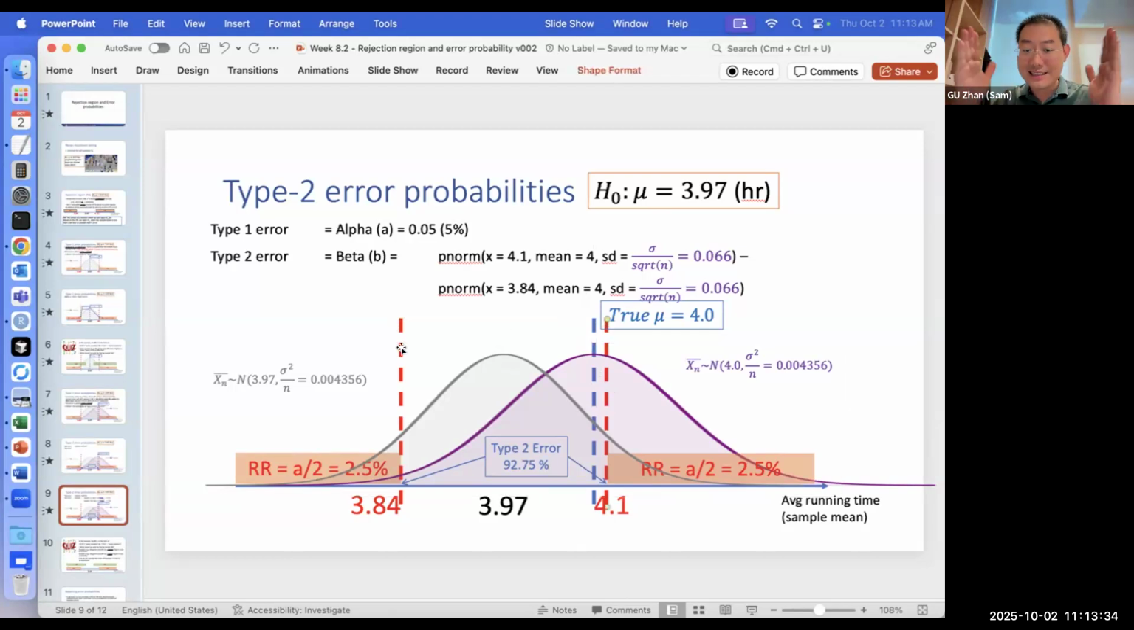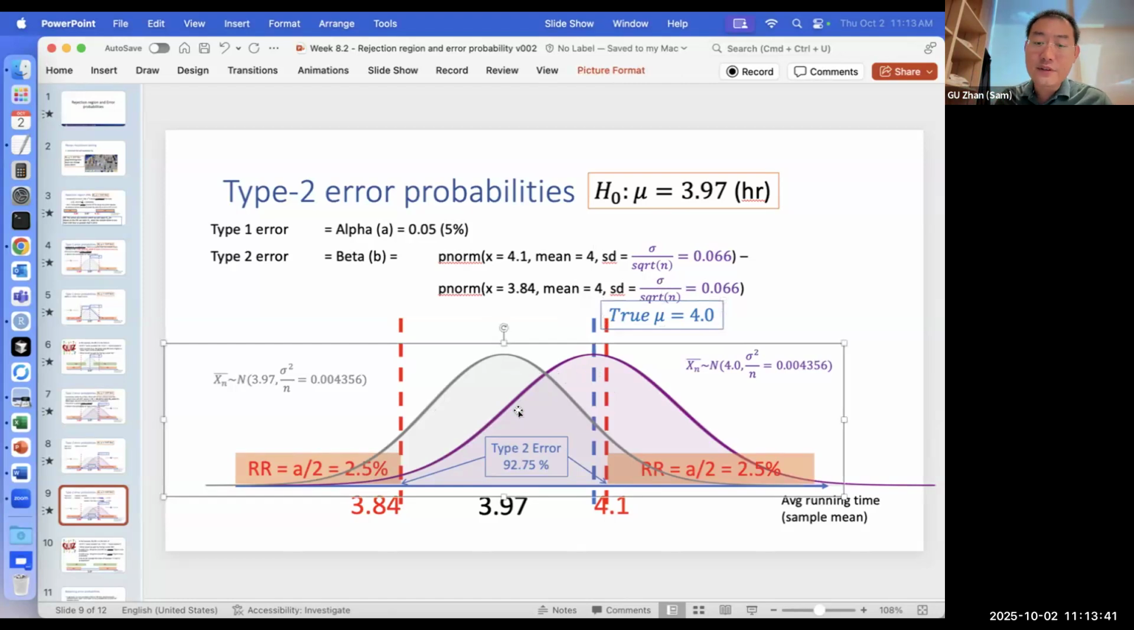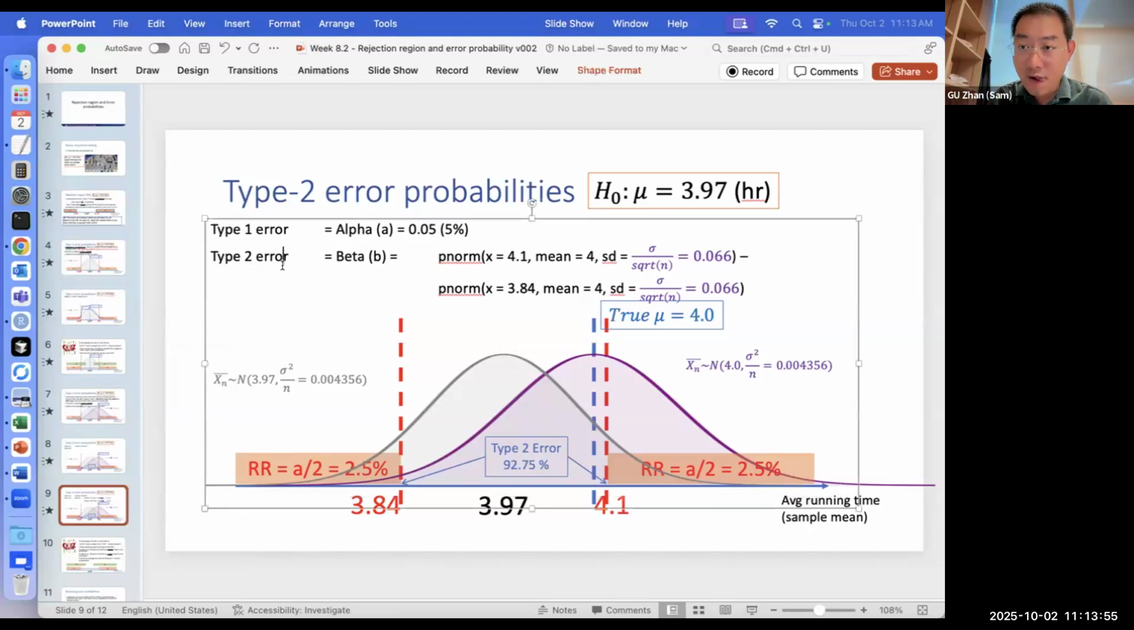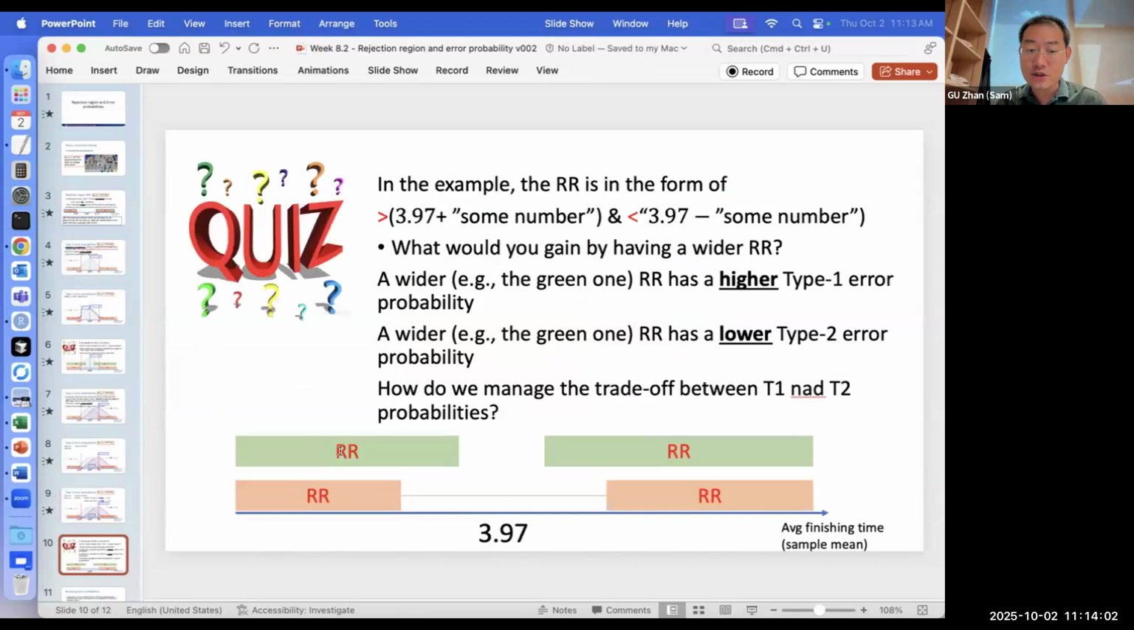When these two red cutoff lines get nearer, the area under this purple curve will get smaller. That area is your type 2 error. So when these two cutoff lines go nearer and the rejection region goes larger, your type 2 error will get smaller. And vice versa. So this is the last slide, what it's trying to tell you. When the rejection region goes larger, your type 1 error goes higher, your type 2 error goes smaller.